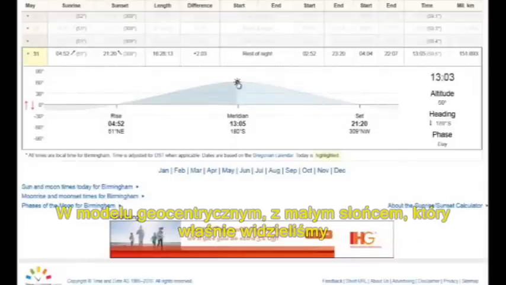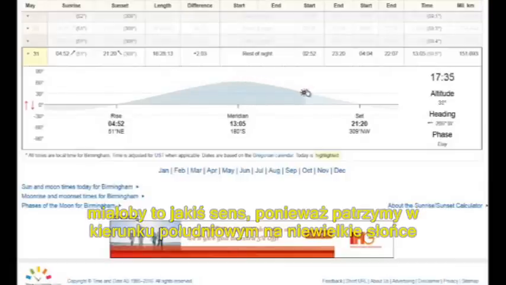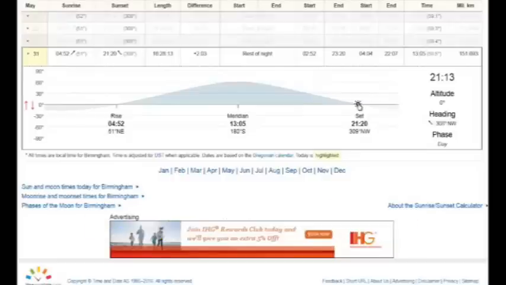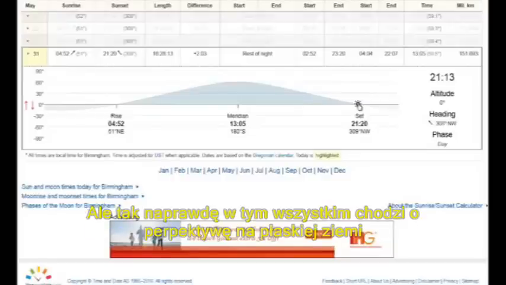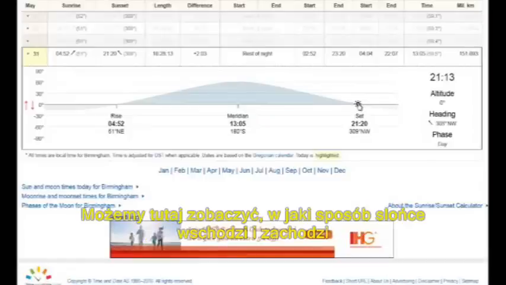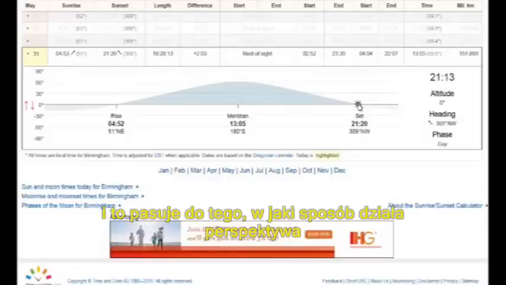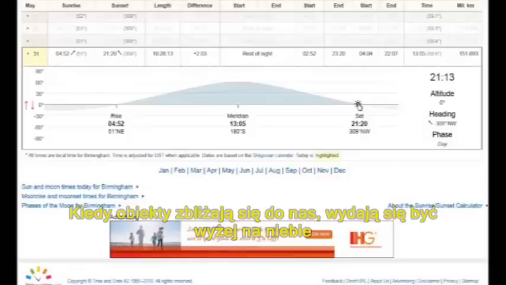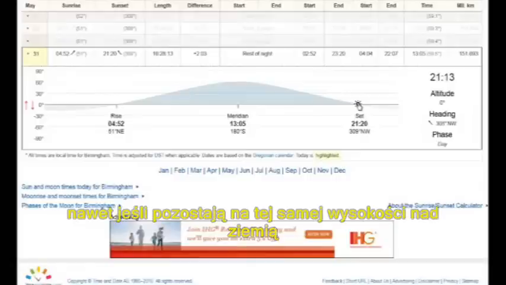So like the geocentric model we had a look at just now with a smaller sun, that would kind of make sense because we are looking southward towards the smaller sun. But really, this is all about perspective over the flat Earth. And you can see here from the way the sun rises and sets that it fits with the way perspective works. As things come closer to us, they appear higher in the sky, even if they are keeping the same altitude above the Earth.